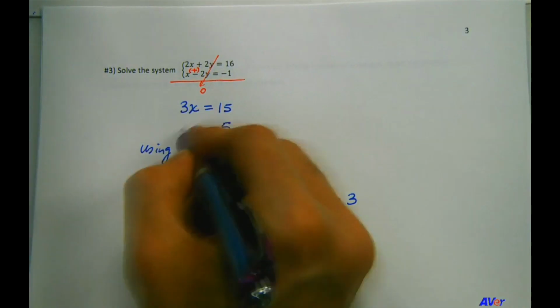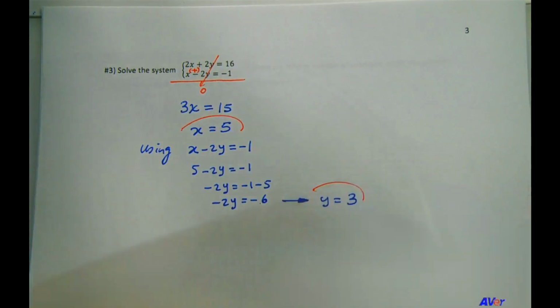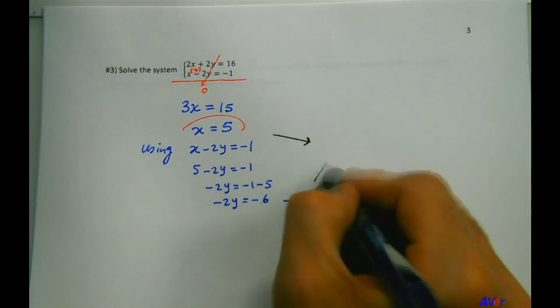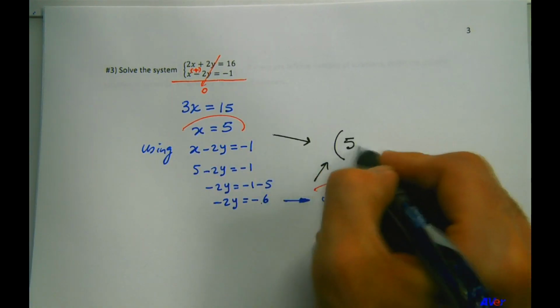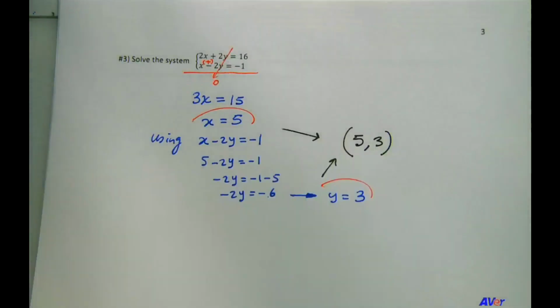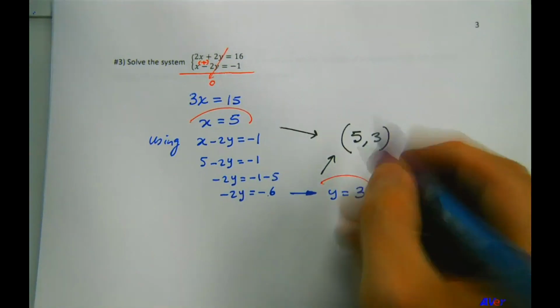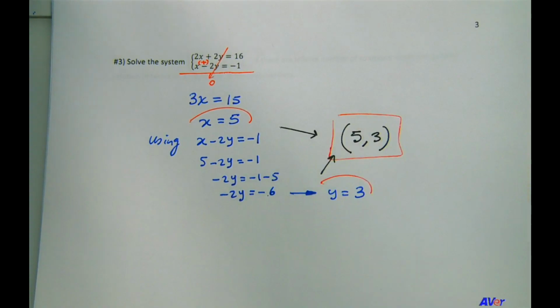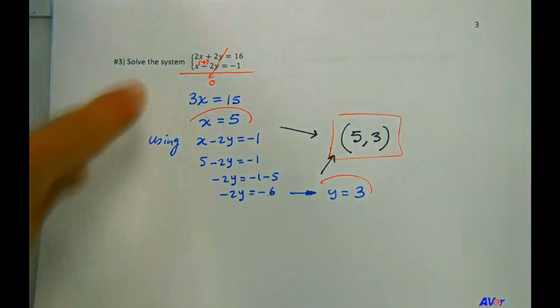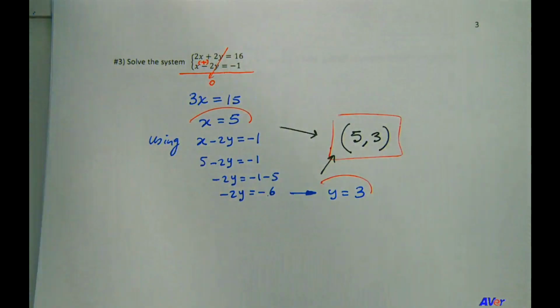So we have the x, we have the y, and the solution is 5, 3. Okay, so that's the solution of the system. Let's go back to the computer and plot this system and make sure that 5, 3 is in fact where they intersect.